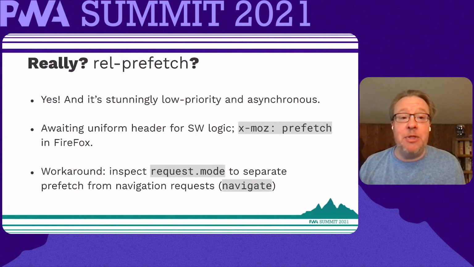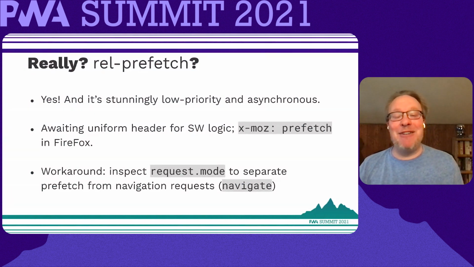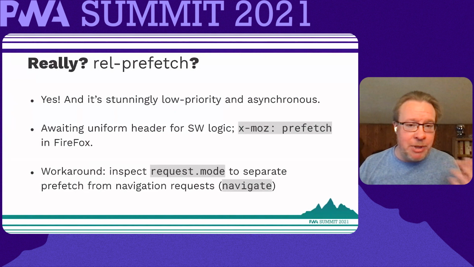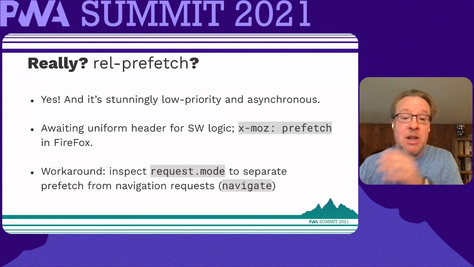We do worry about redundancy with this, that we are waiting for a uniform header for use in our service worker logic. We have our Mozilla prefetch in Firefox, but there is a header that's coming along that will be standard across all browsers. The nice thing is that when we're using prefetch, not for CSS files or images, but just for our content pages, we can inspect the mode property on the request from any cache context to separate prefetch requests, which are going to have something about cors or no-cors in them, from a true navigation request, right?